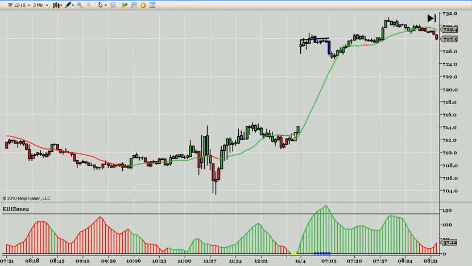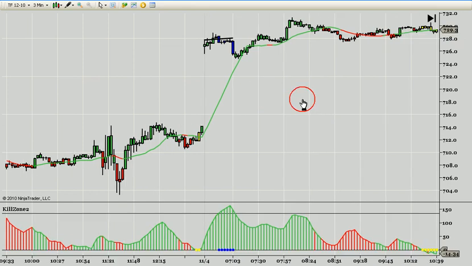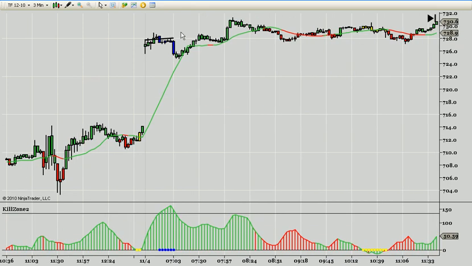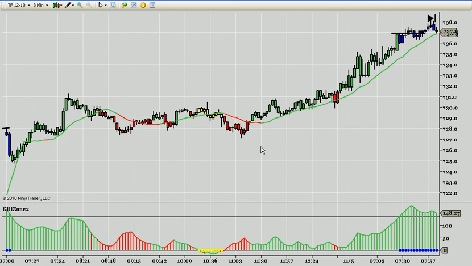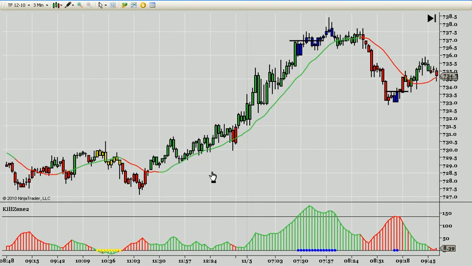Okay, next day gaps up, blue bars. We come off of them, come down off of them. We do break here, for a little bit, maybe about a point and a half. Not so much interested in that. Pretty sideways the rest of the day.